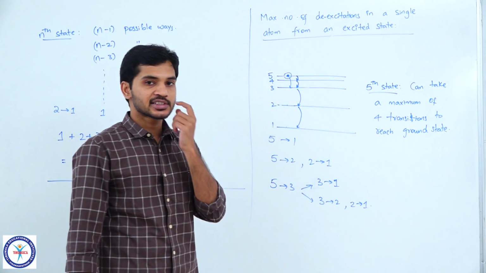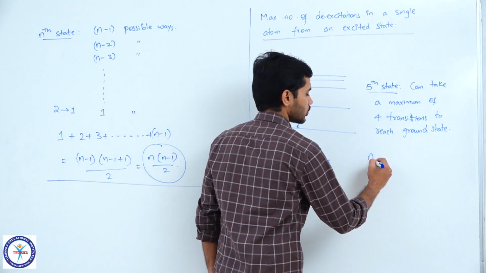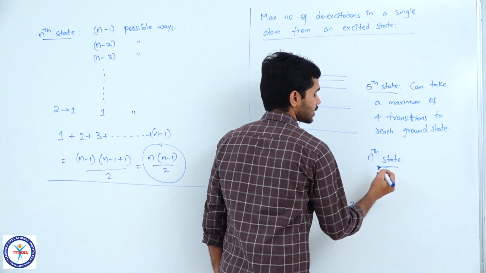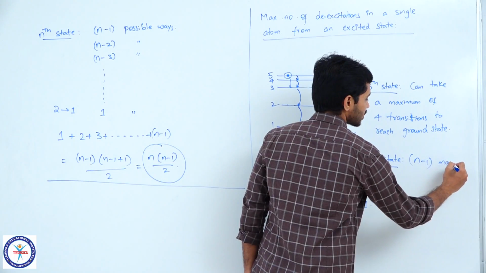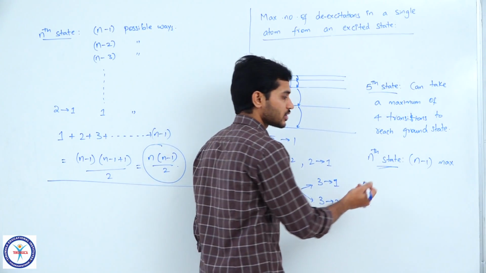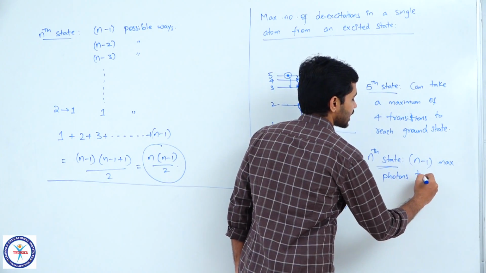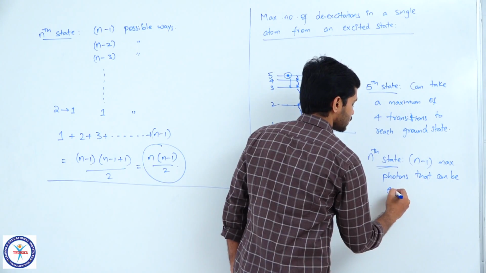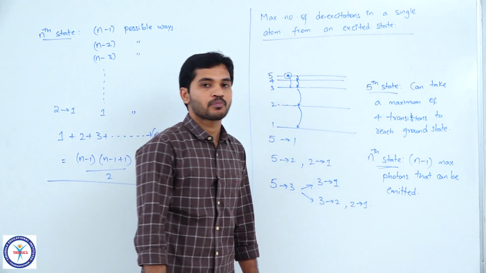Now, if I generalize this result, if the electron was initially in the nth state, I can easily say that n minus 1 is the maximum number of photons that can be emitted. So n minus 1 will be the maximum photons that can be emitted. Right?